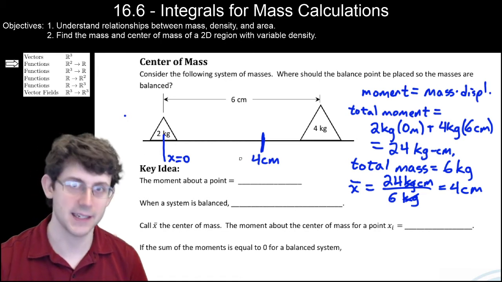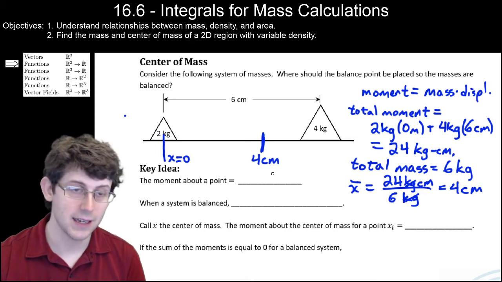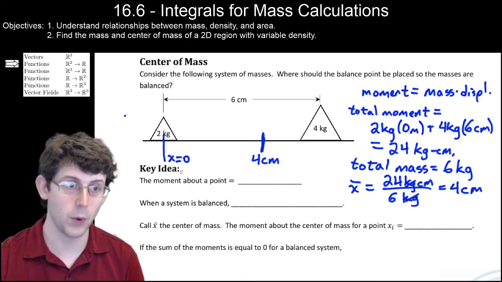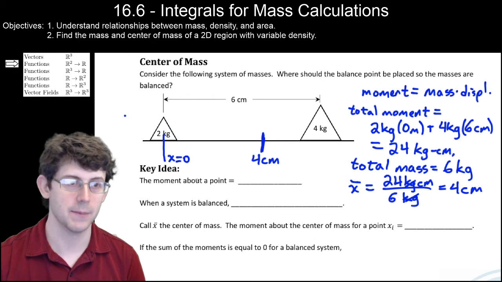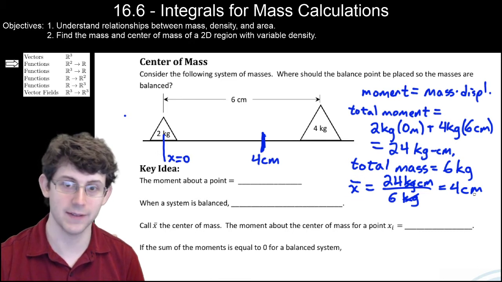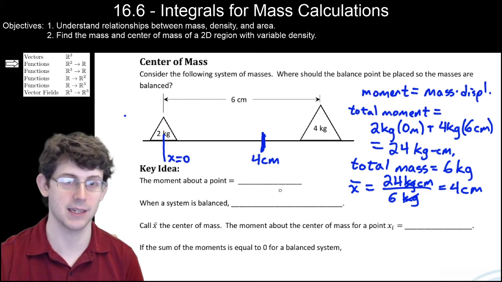This choice of x equals 0 was kind of arbitrary. We could have chosen a different point to be x equals 0. If you choose a different point to be x equals 0, you still get the same final answer. Your answer just will be a different value of x, but it'll still point you at the same place.